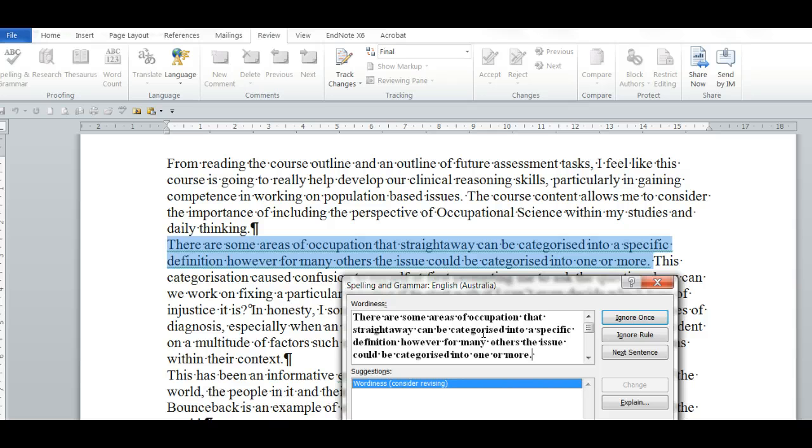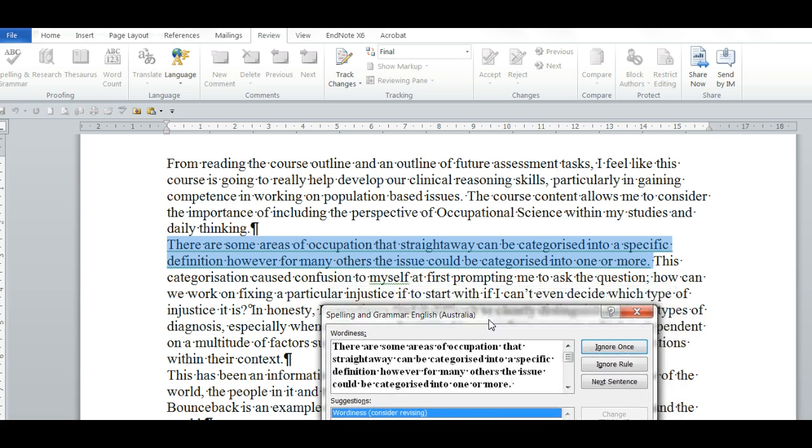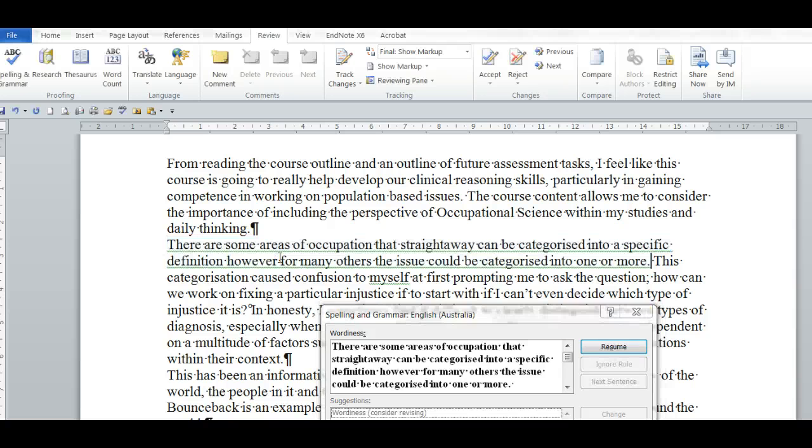There are some areas of occupation that straight away can be categorized into a specific definition. However, for many others, the issue could be categorized into one or more. Wordy, just sort of a bit circular. It's a great point. We all know this. So how could we eliminate some words or get more succinct? There are some areas of occupation that straight away can be categorized into a specific definition. However, let's see.